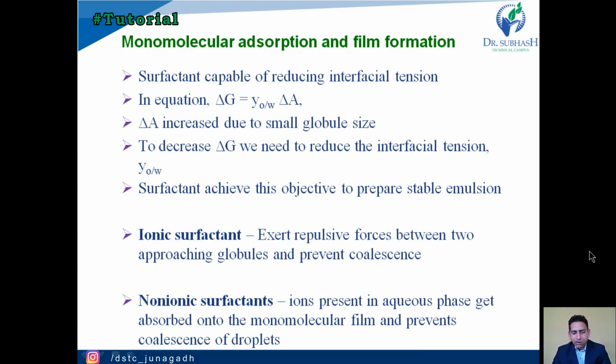Coalescence, that means merging of two globules, is inhibited by the ionic surfactant. Then with non-ionic surfactants, ions present in the aqueous phase get adsorbed onto the monomolecular film, and they again prevent coalescence of droplets. So ionic and non-ionic surfactants can be used accordingly, and they can form a monomolecular adsorption film.